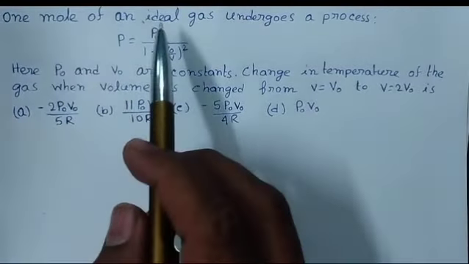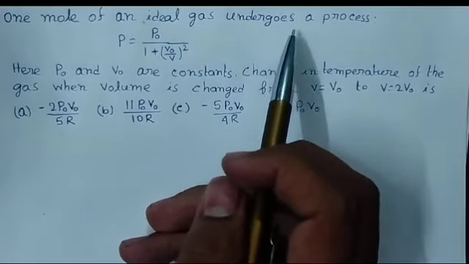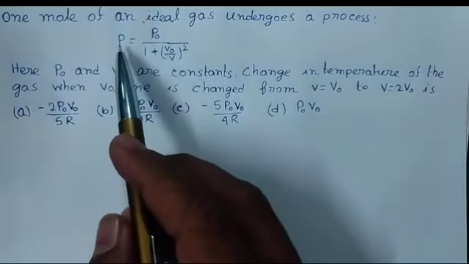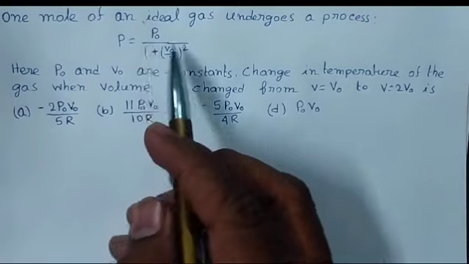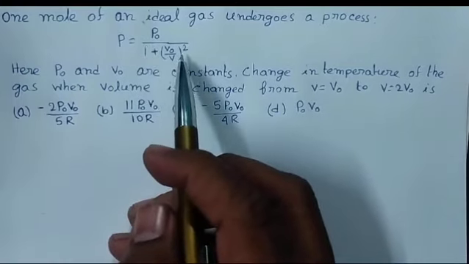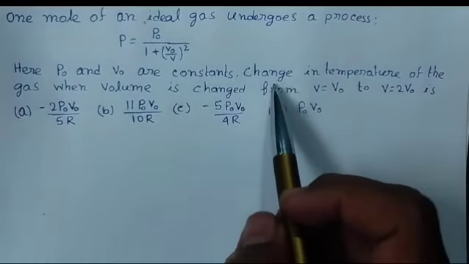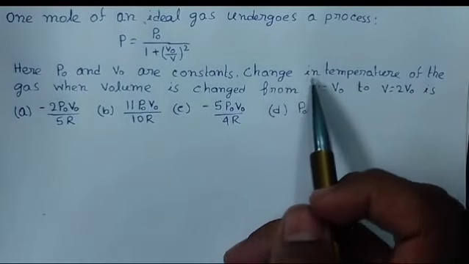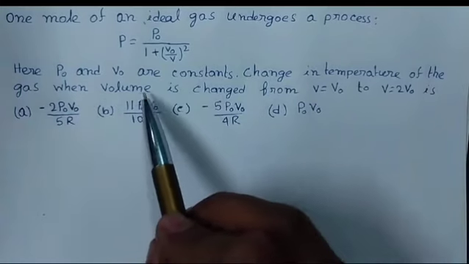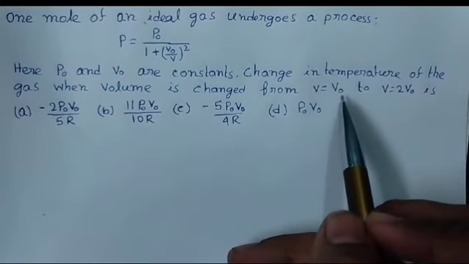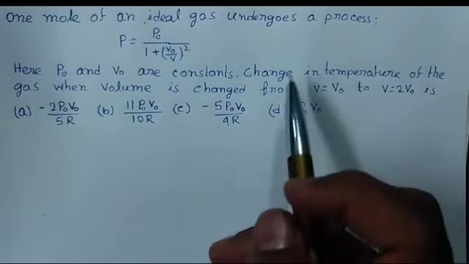1 mole of an ideal gas undergoes a process P equal to P0 by 1 plus V0 by V whole square. Here P0 and V0 are constants. Find the change in temperature of the gas when the volume is changed from V0 to 2V0.